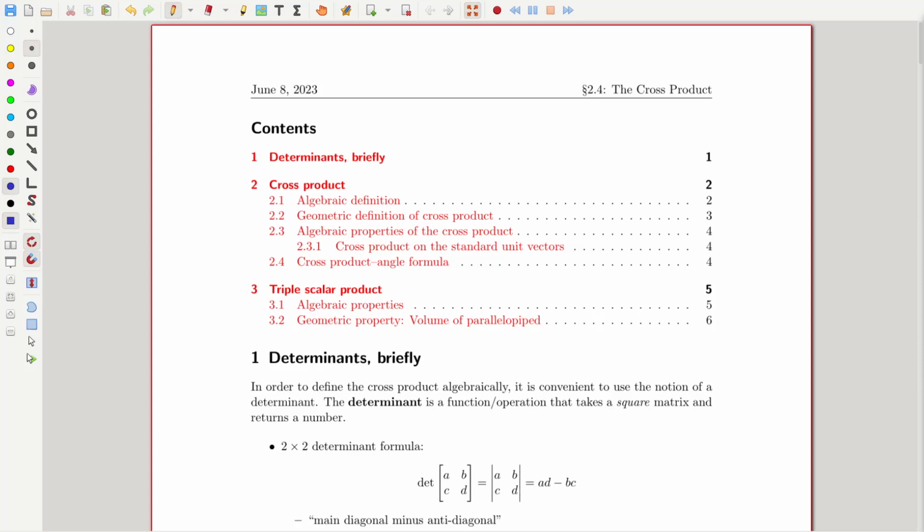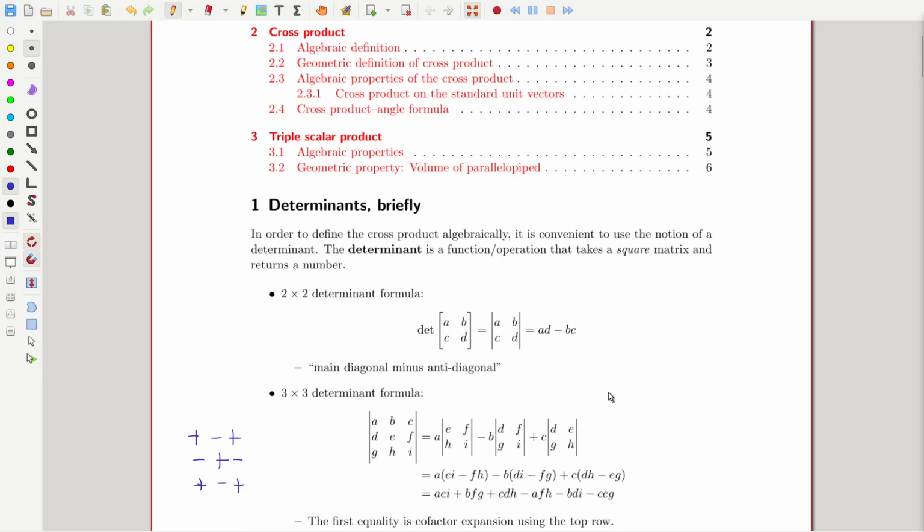In this video, we'll cover the cross product and triple scalar product. Before defining the cross product, it would be useful to review determinants briefly, as they are a very useful part in remembering the definition of the cross product.